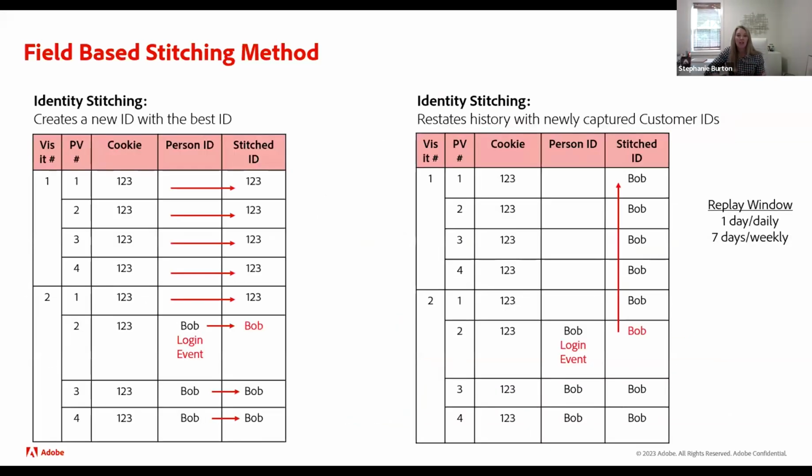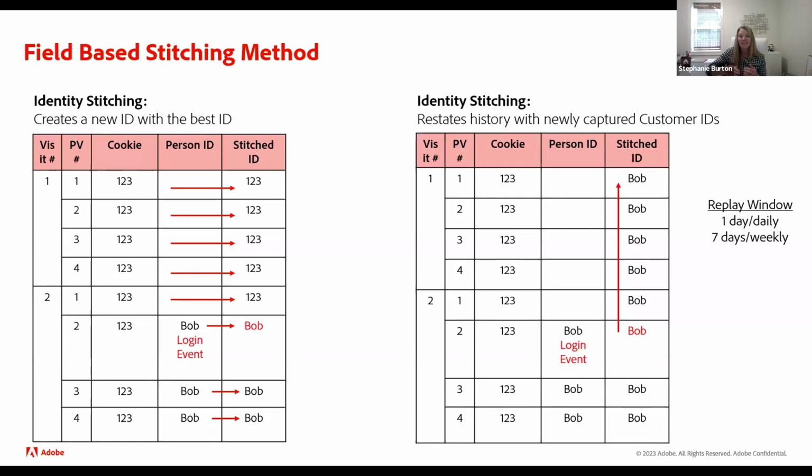So how that works is when the data set gets stitched, it's basically creating a duplicate copy of that data set, okay? But this duplicate copy actually has new columns added to it. And those new columns are holding that stitched ID, okay?